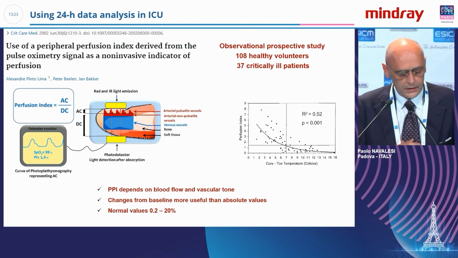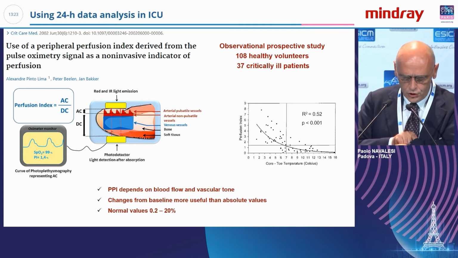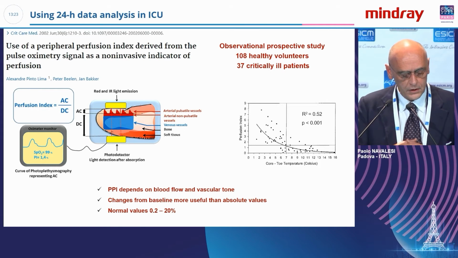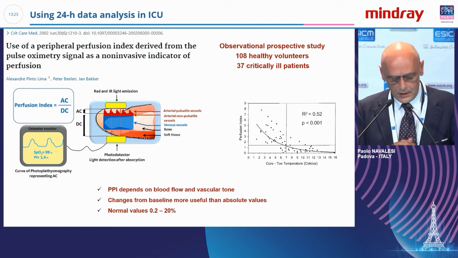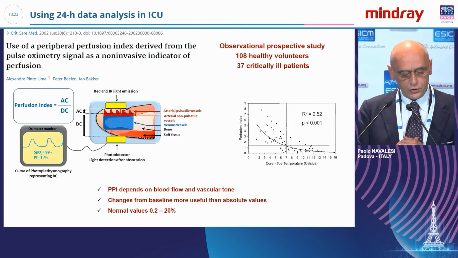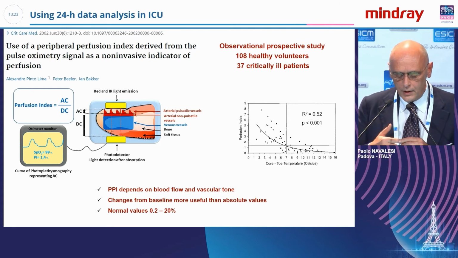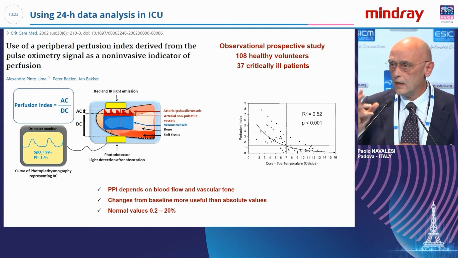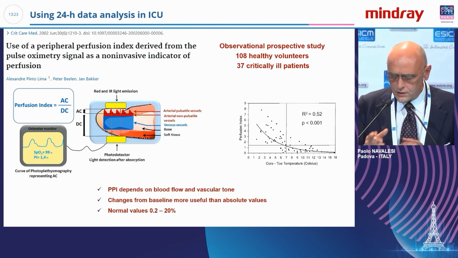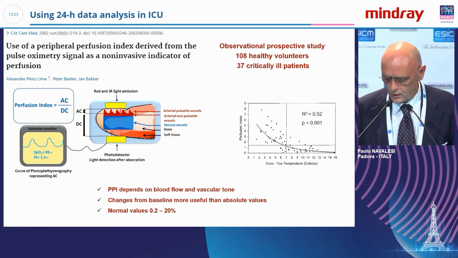Last but not least, the possibility to use additional forms of monitoring. This is an old type of signal which is called peripheral perfusion index, based on the ratio between arterial pulsatile and non-pulsatile vessels. And this was shown 20 years ago to be an interesting option for the clinician.